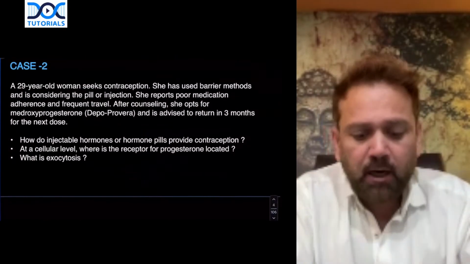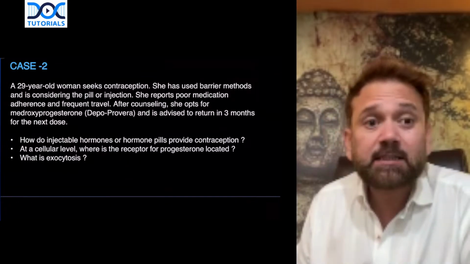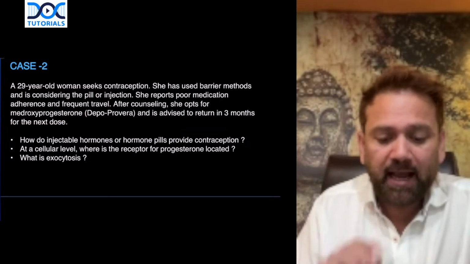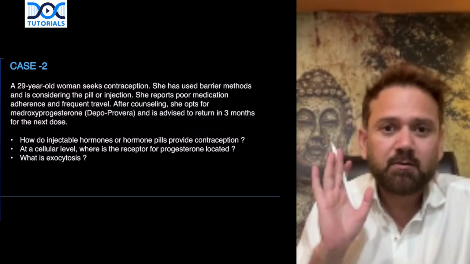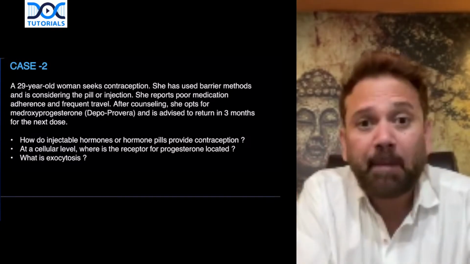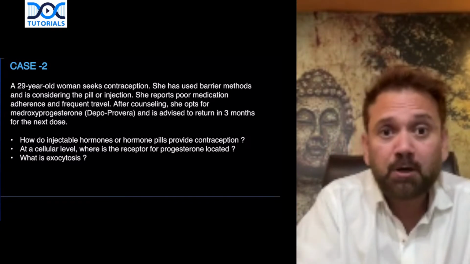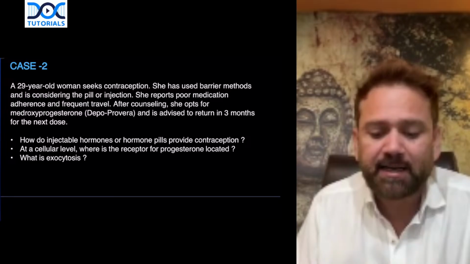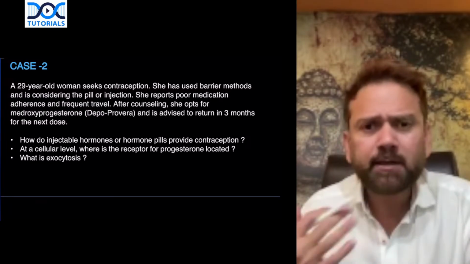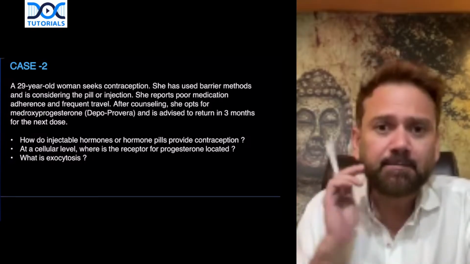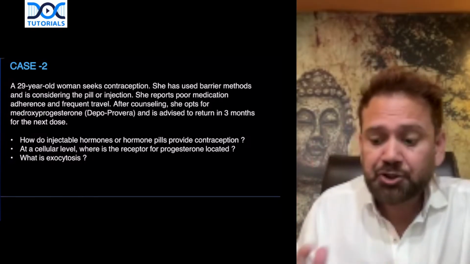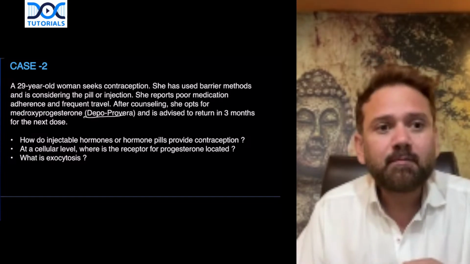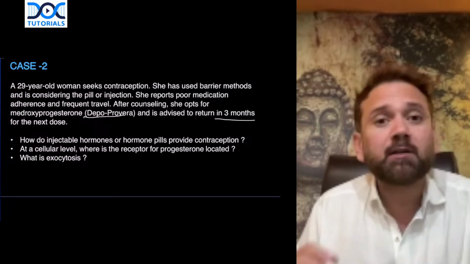Like that, second question: a 29-year-old woman seeks contraception. She has used the barrier method, like condoms, and is now considering the pill or injection. She reports poor medication adherence and frequent travel. She cannot take OCP, as it has to be taken every day. So now, after counseling, she opts for medroxyprogesterone, Depo-Provera, and is advised to return in 3 months for the next dose.